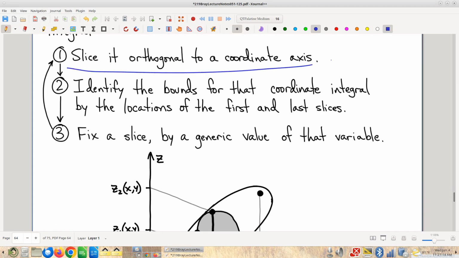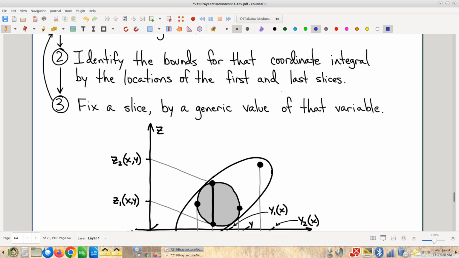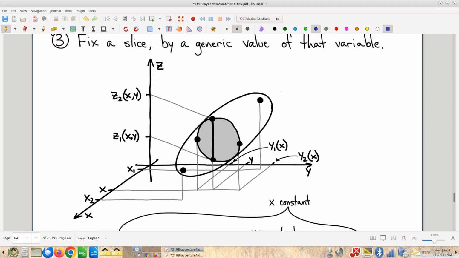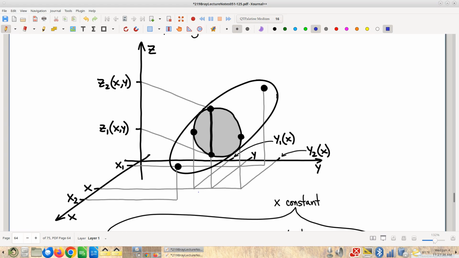Okay, so again, here it is. We're going to pick a coordinate axis and do the slices. Identify the first and last. And then fix one of those slices and move on to the next variable. So let's see this in action. It's a lot easier to see this by picture. So here's a generic picture. Let's not worry about the actual algebra here, right? Is this an ellipsoid or what is this? Don't worry about the specifics. We've got a bunch of examples to follow.